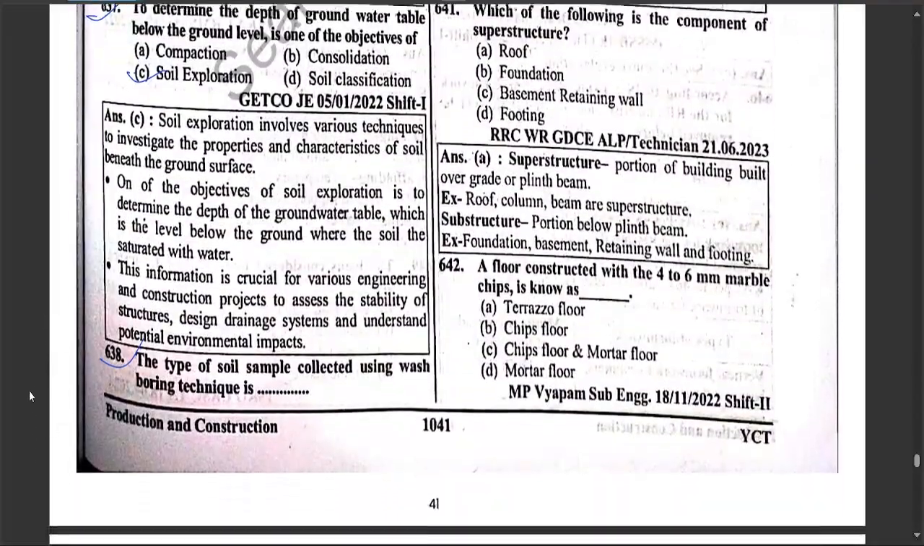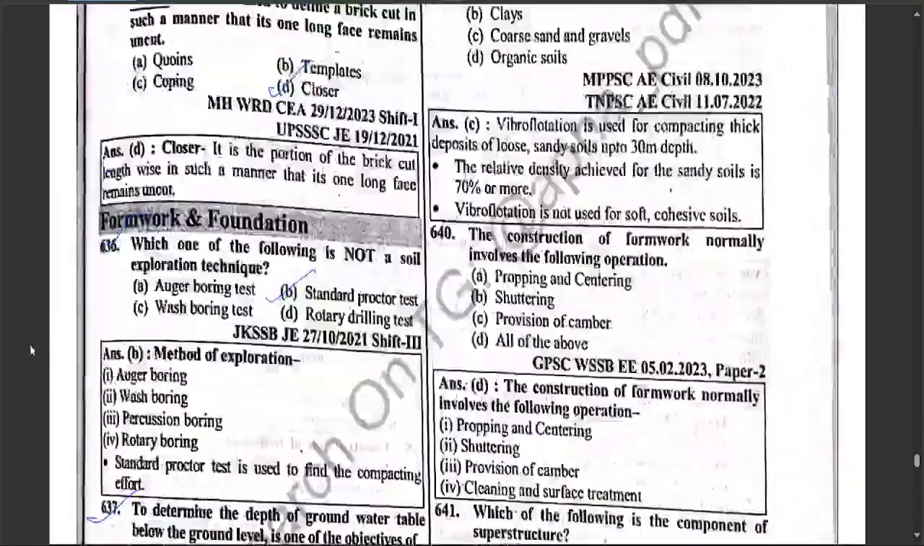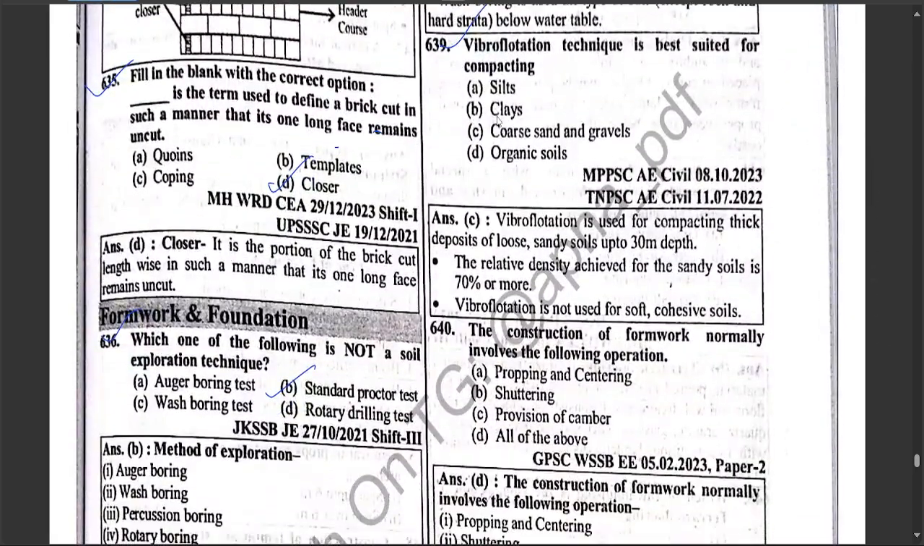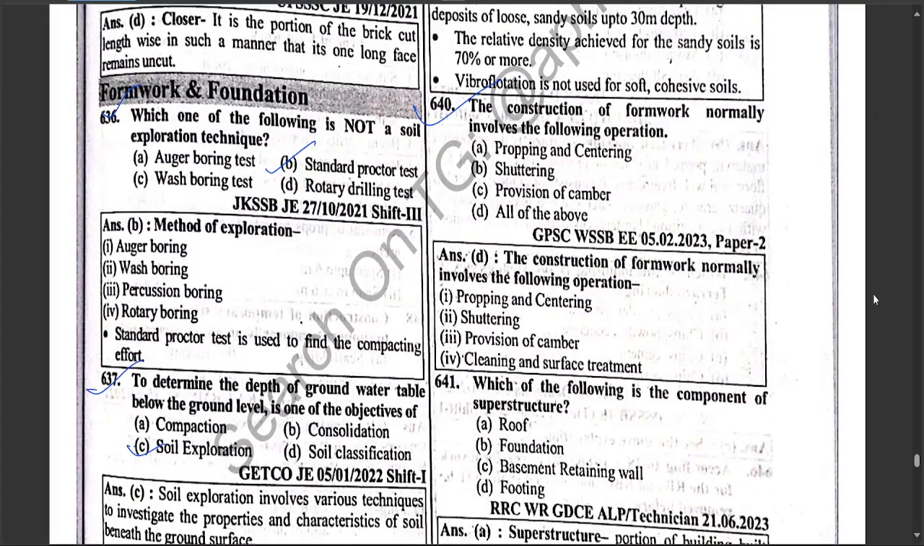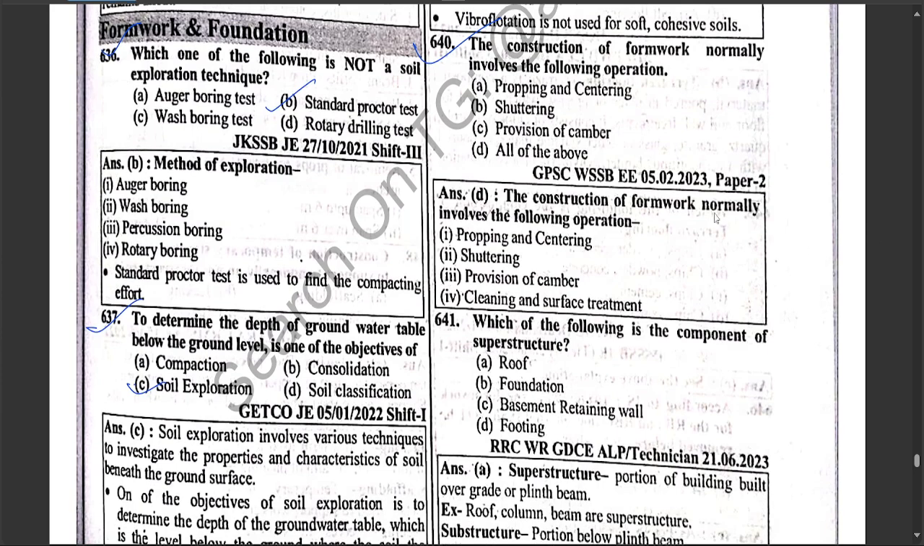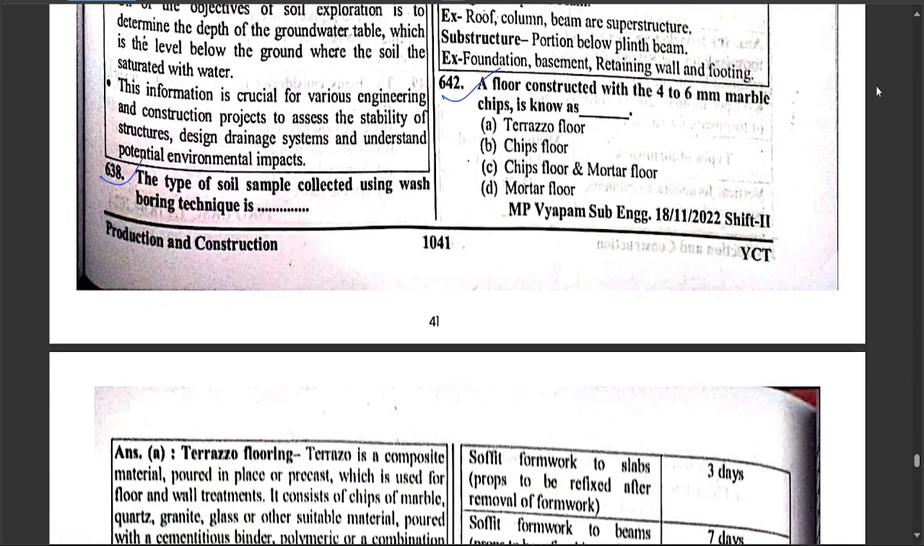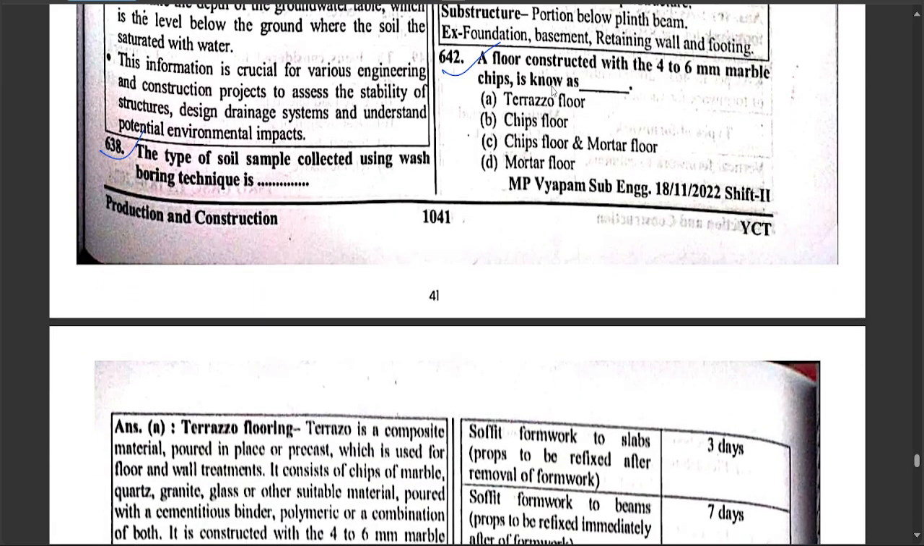The type of soil sample collected using wash boring technique is non-representative. The flotation technique is best suited for composites which are coarse sand and gravel. The construction of framework normally involves the following operations: propping and centering, shuttering, provision of camber, hence all of the above. Which of the following is a component of superstructure? Roof. A floor constructed with 4 to 6 mm marble chips is known as terrazzo flooring.